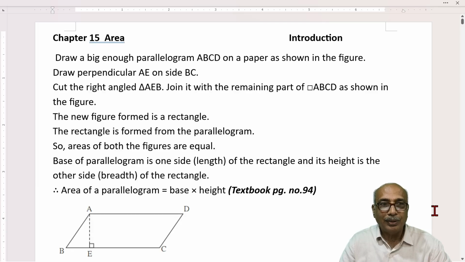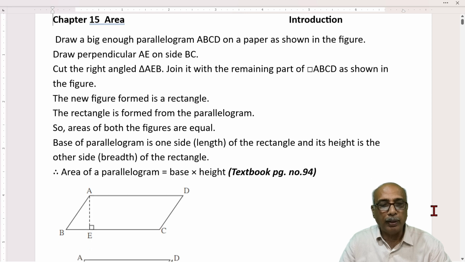Hello children, in this new chapter 15, Area, we are going to see the area of a parallelogram and other figures. Here is an activity: draw a big enough parallelogram ABCD on a paper as shown in the figure.